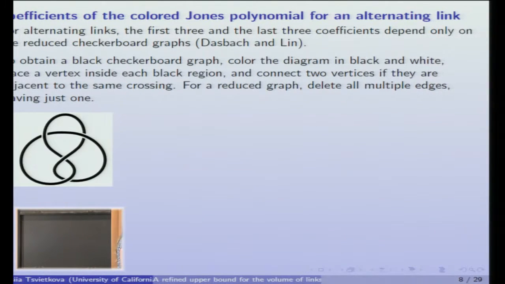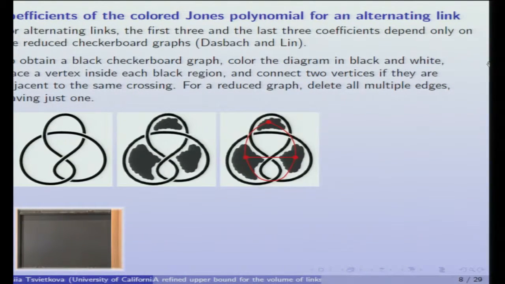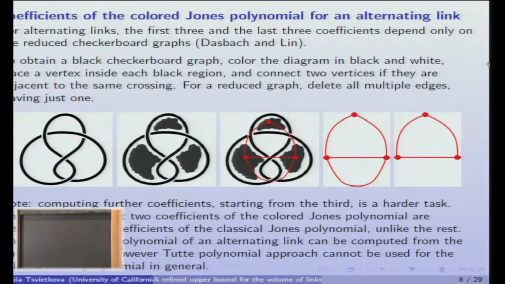checkerboard graph. To obtain, for example, the black checkerboard graph for this diagram, we color regions in black and white. We put a vertex in every black region, connect them through crossings by edges, and then we get a graph, and we just reduce it, deleting multiple edges. And really the main work in this theorem was the third coefficient.